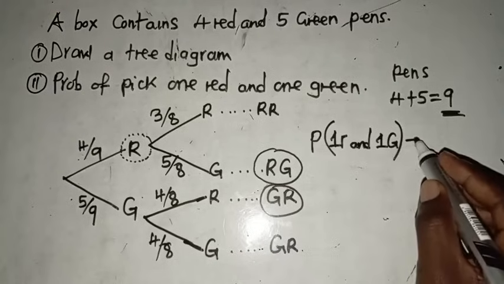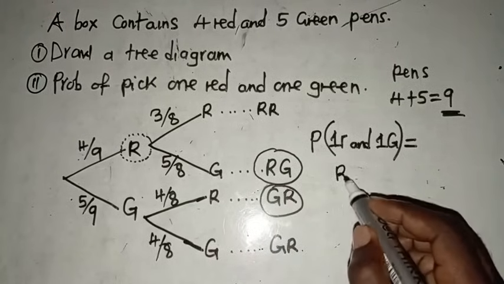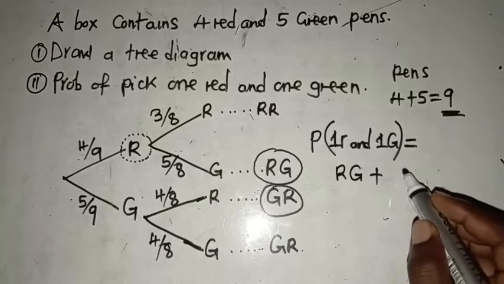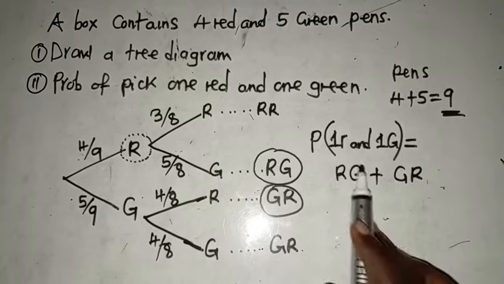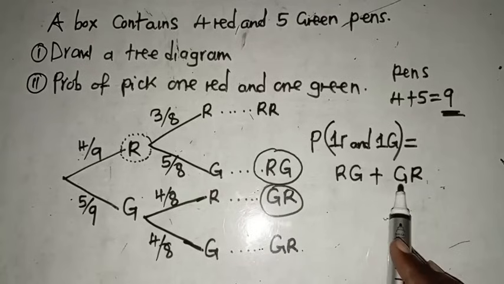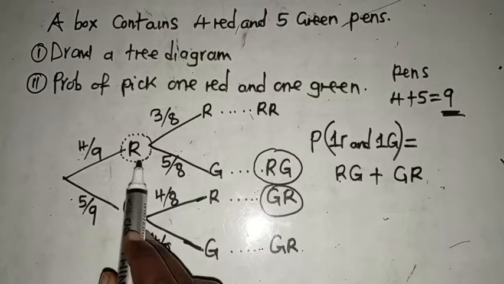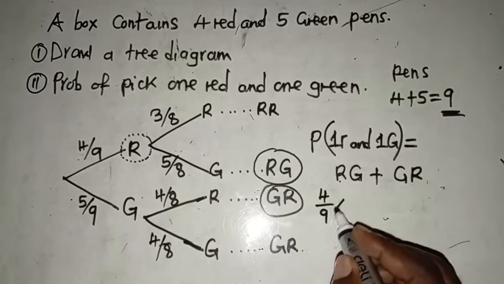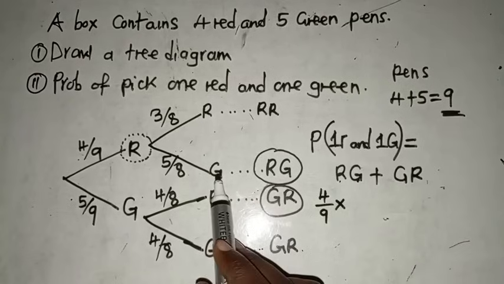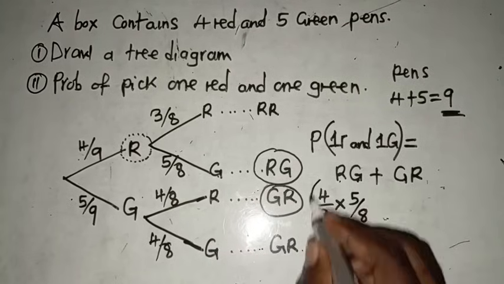This is what we are looking for. So we get this. So we are saying RG plus GR. This is what we are getting. So here we are multiplying and adding. We multiply RG. The first R is this one, 4 over 9, multiplied by the second G, which is 5 over 8.